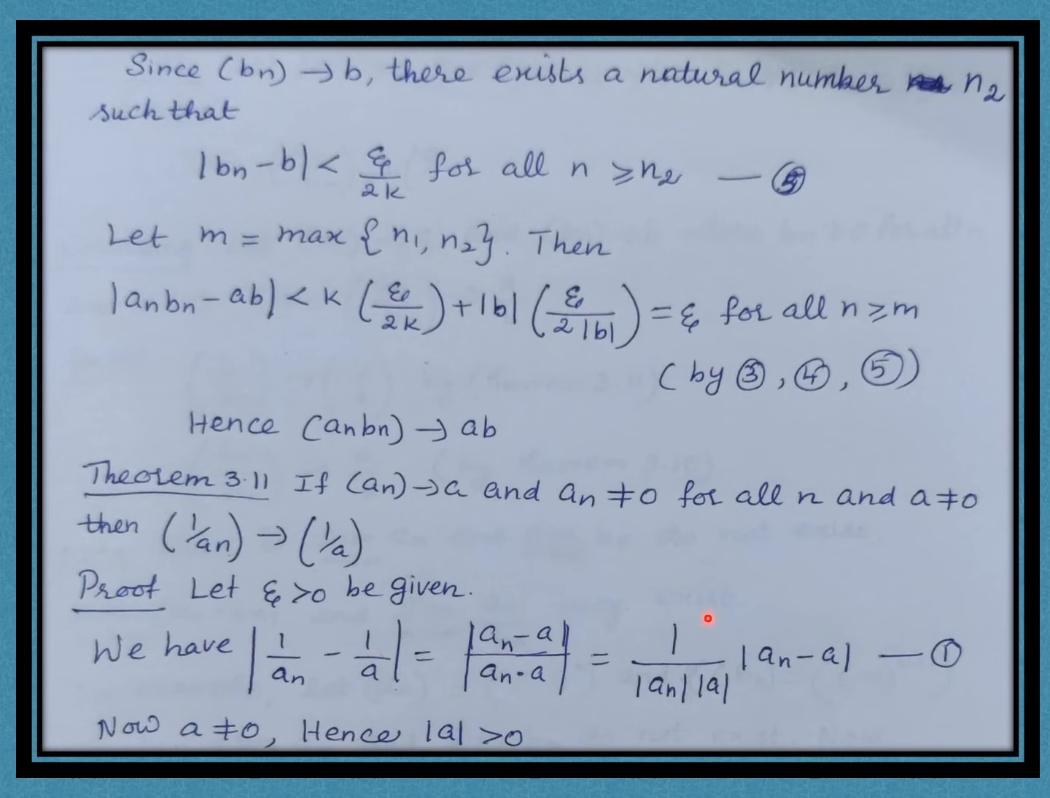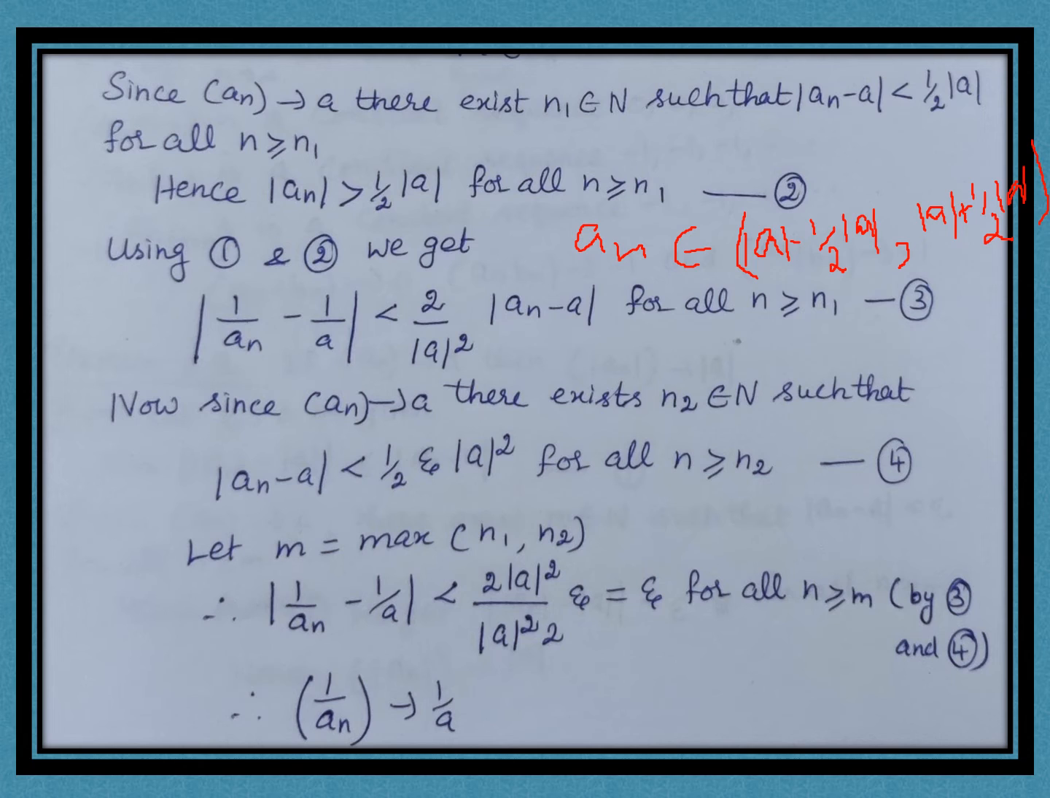Now, since the sequence an converges to a, there exists n1 belonging to N such that the absolute value of an minus a is less than, we have to put, epsilon by 2. From the hypothesis, we have a not equal to 0. Therefore, the absolute value of a is greater than 0. So, instead of epsilon, we can take the absolute value of a. Therefore, we have the absolute value of an minus a is less than half into the absolute value of a.